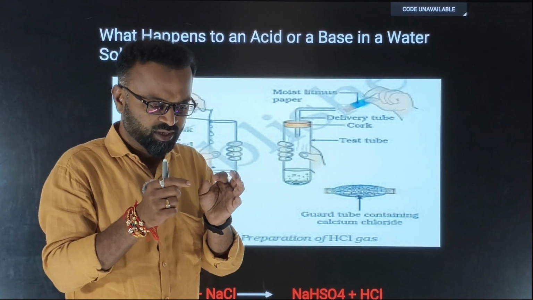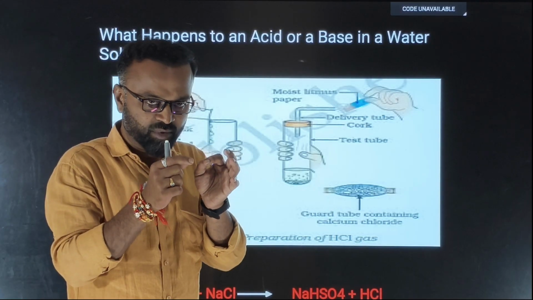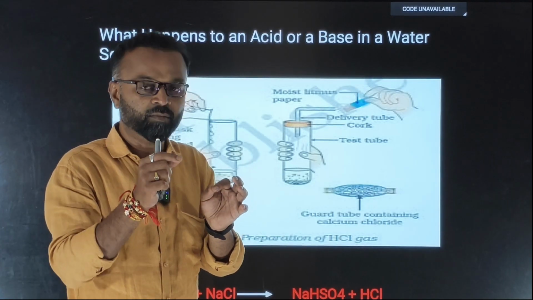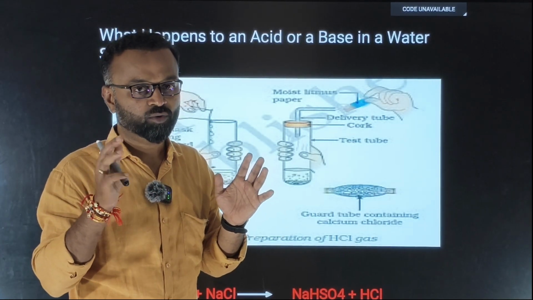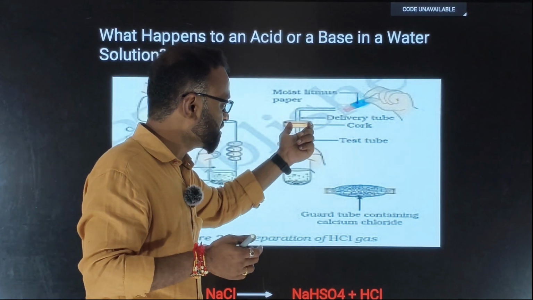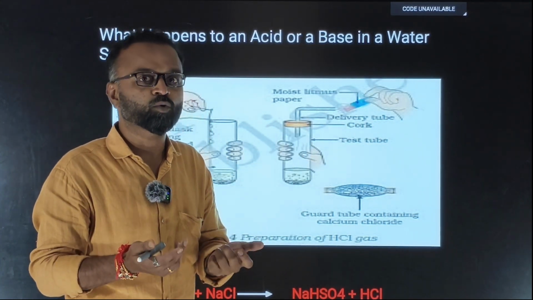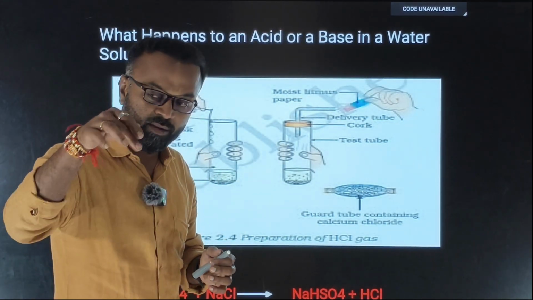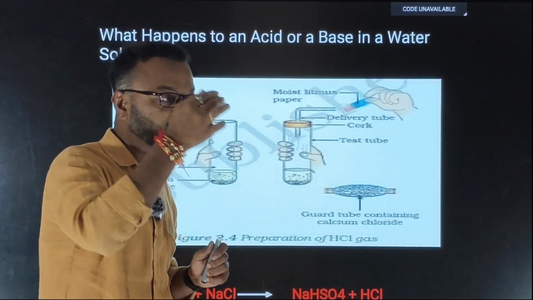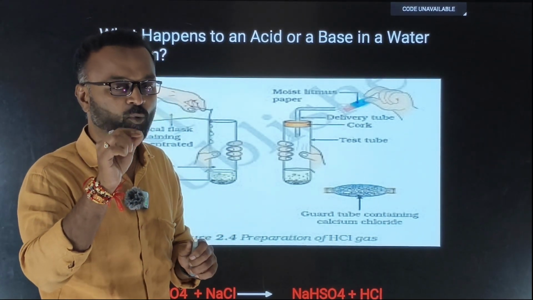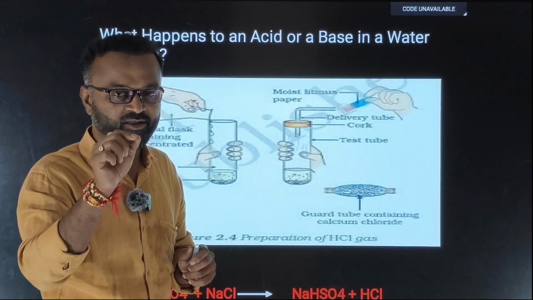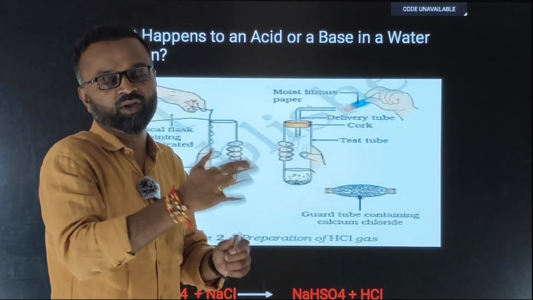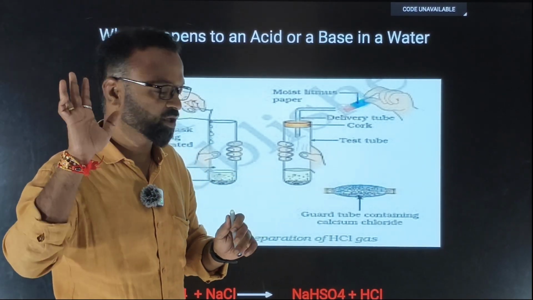Why? Because the H plus ions in the HCl gas will dissociate only when they get water. Both the litmus paper is dry and this HCl gas is also dry. Definitely there is no question of dissociation or producing H plus ions. But when we make the litmus paper wet and hold it near the HCl gas, from the HCl gas the H plus ions will react with the litmus paper, then only the color will change. Hope it is clear.